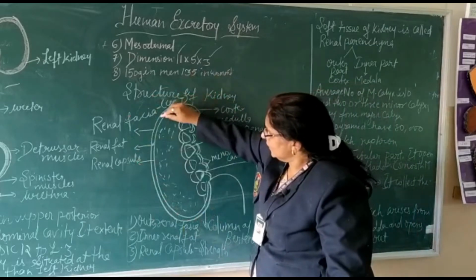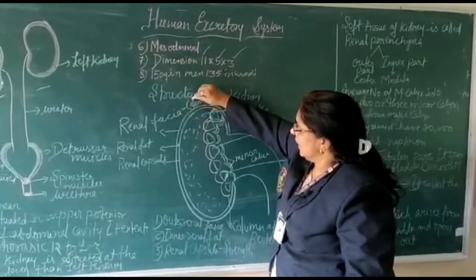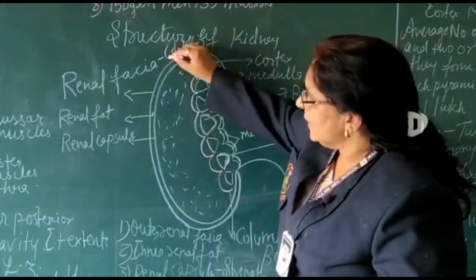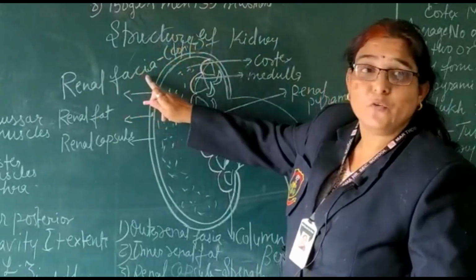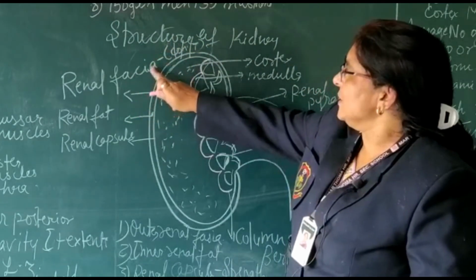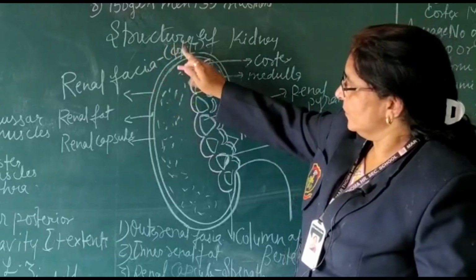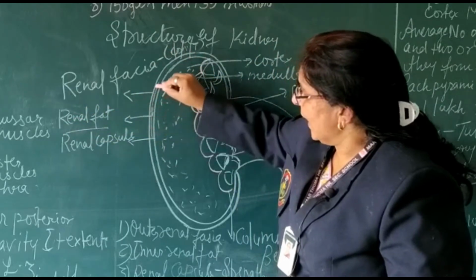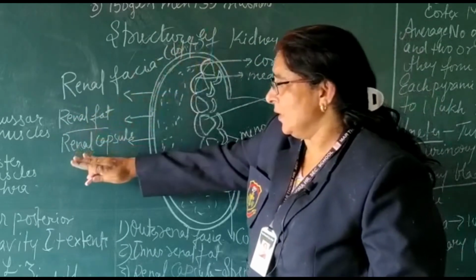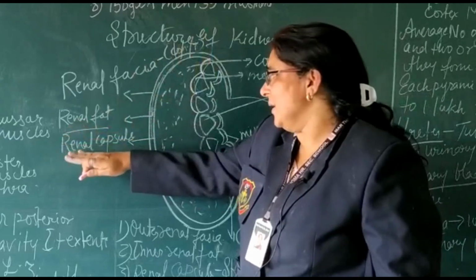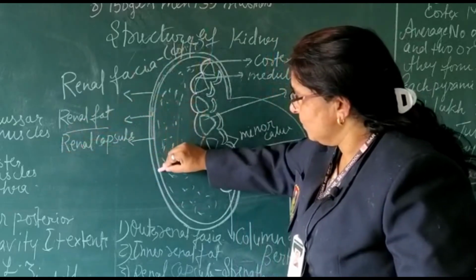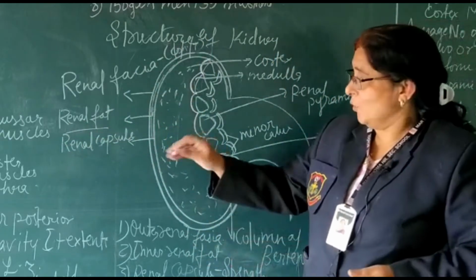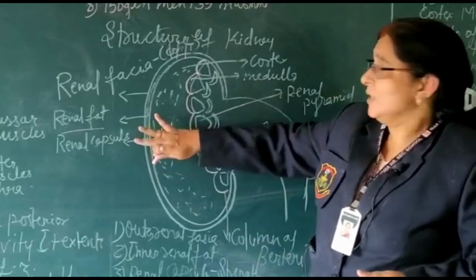This is the structure of the kidney. It has 3 layers: outer layer, middle layer and innermost layer. The outer layer is made up of renal fascia, which is made up of connective tissue. The middle layer is made up of adipose tissue. The third one, the innermost layer, is the renal capsule. The renal capsule is made up of collagen fibers. What is the function of collagen fibers? Collagen fibers strengthen the kidney.